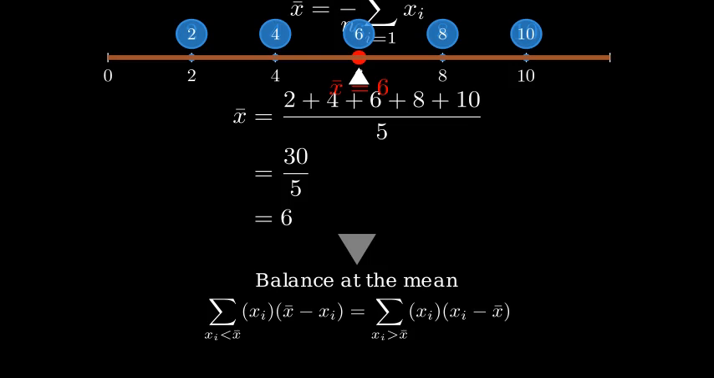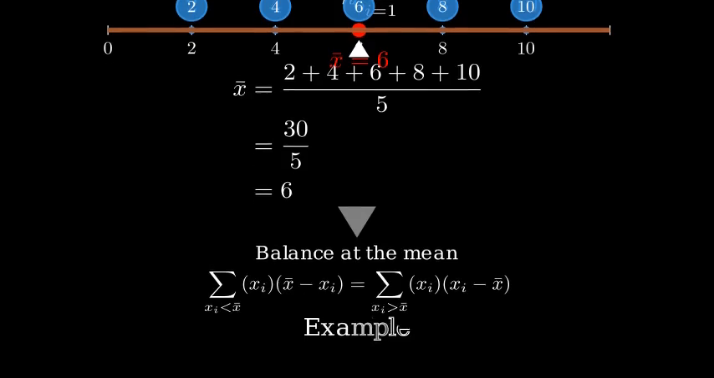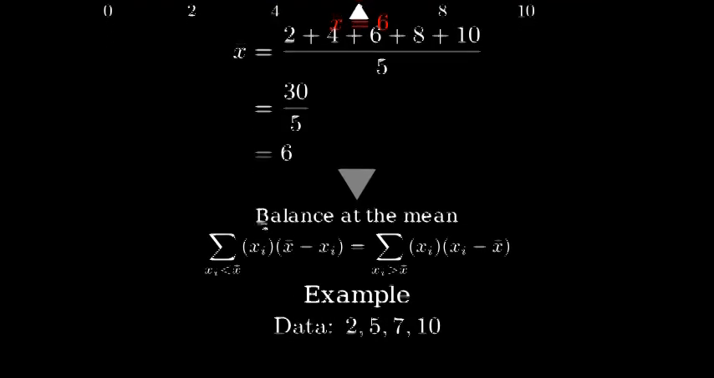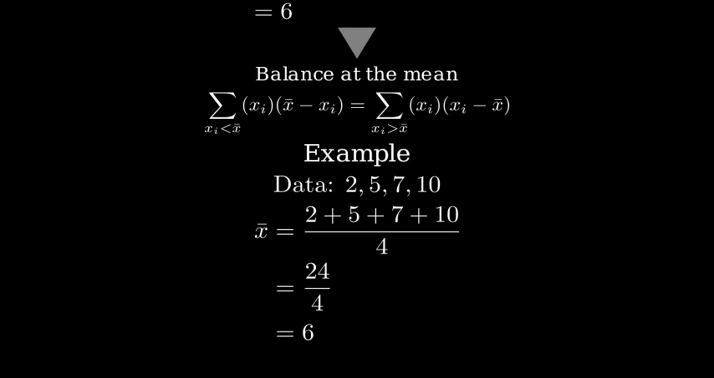Let's work through another detailed example. Suppose we have the sample data, 2, 5, 7, and 10. To find the mean, we add all the values, 2 plus 5 plus 7 plus 10 equals 24. Then we divide by the number of data points, which is 4. So the mean equals 24 divided by 4, which equals 6.